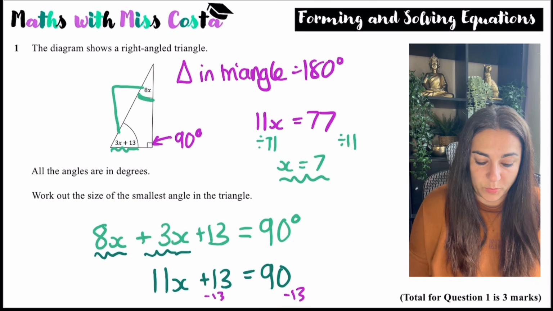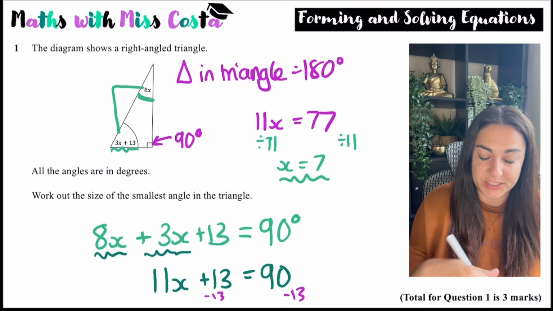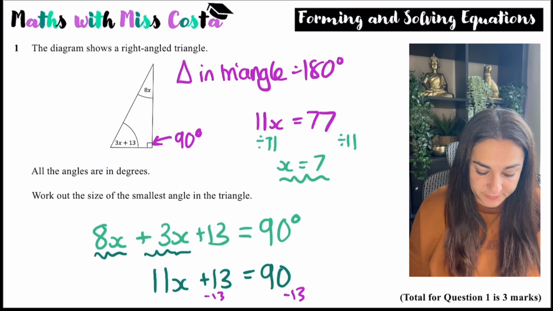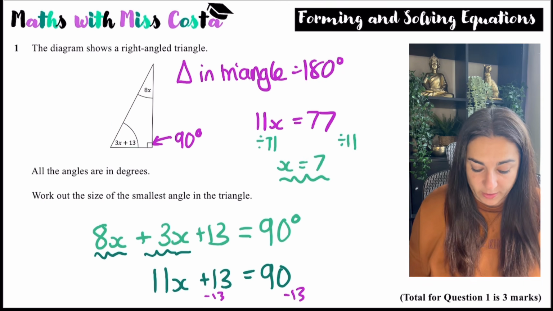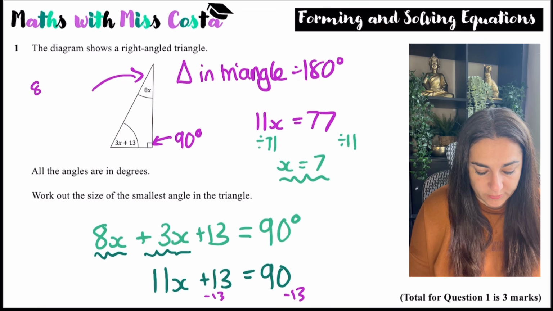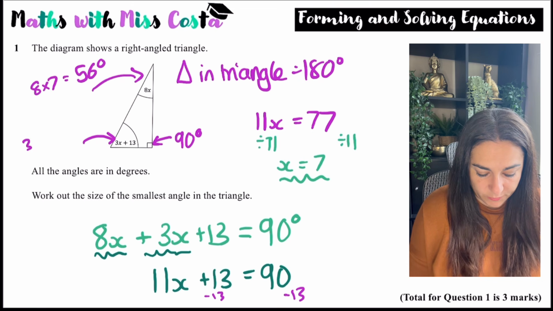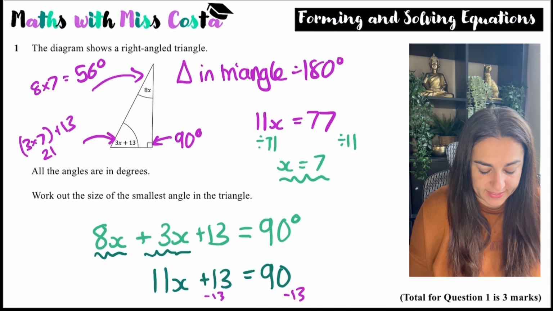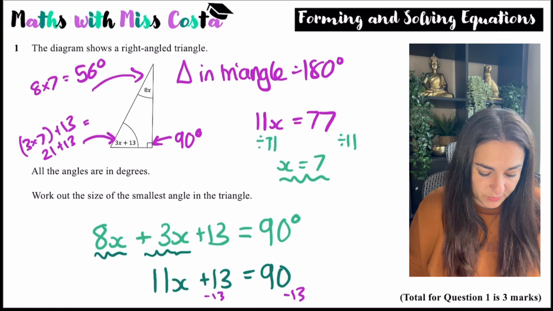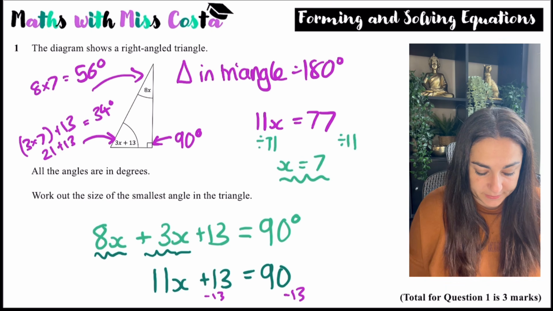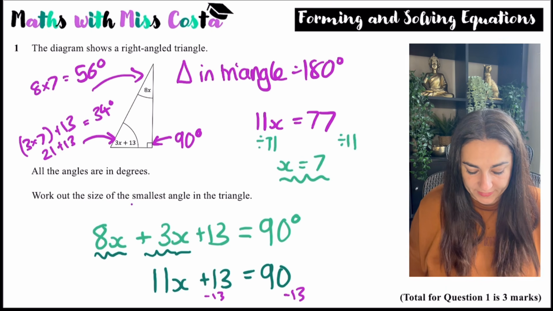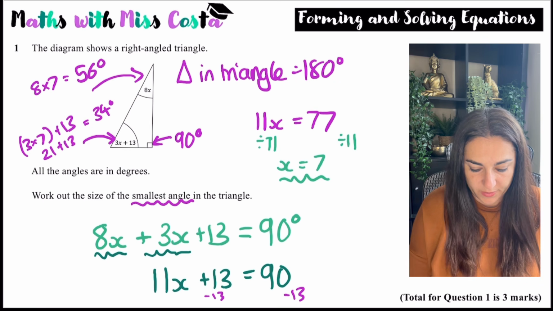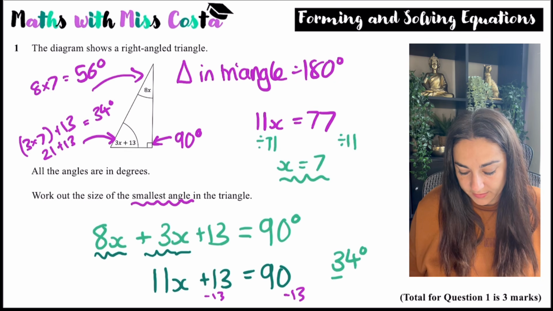Now we figured out what the value of x is, so we can substitute it back into our angles to figure out which one the largest angle must be. So here you've got 8 times 7, which is 56 degrees. And here you've got 3 times 7, which is 3x, plus 13. So 21 plus 13 is going to give you 34 degrees. So we want to work out the size of the smallest angle in the triangle, which would be 34 degrees.